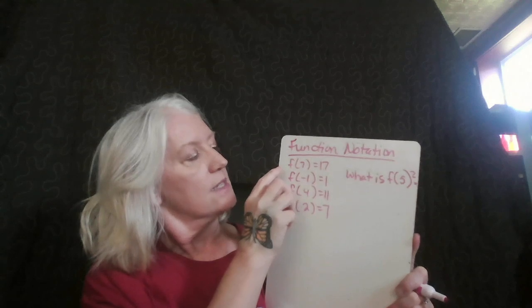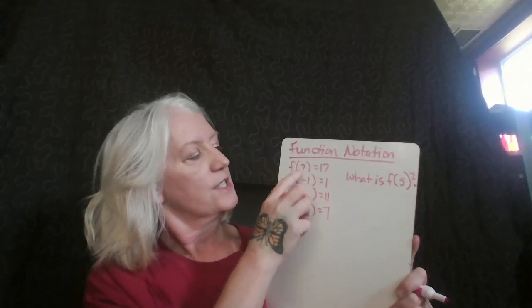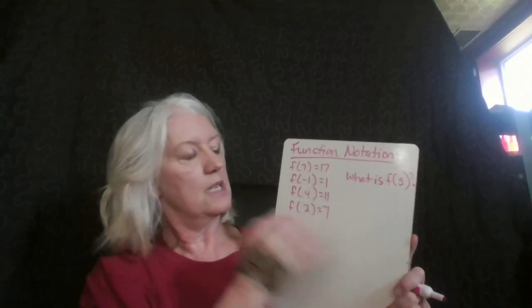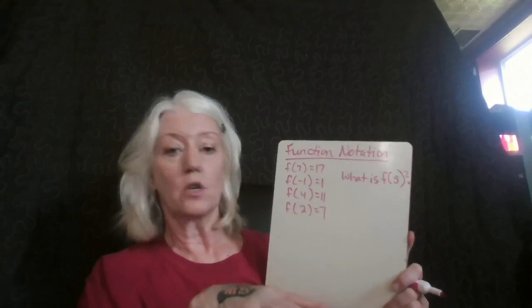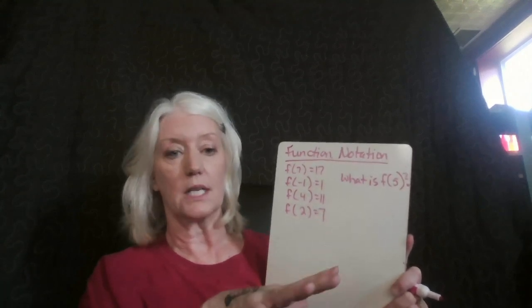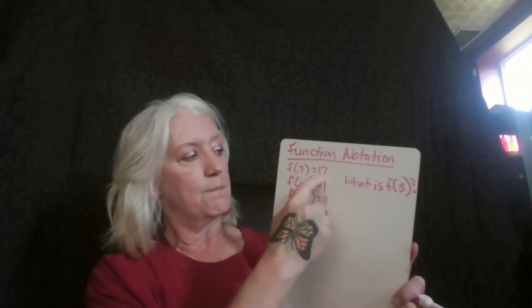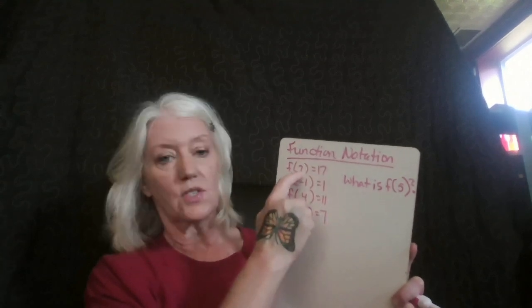And what this says is the function of 7 is 17. Okay, what does that mean? It means that I've got some sort of rule. We don't know if it's linear, we don't know if it's quadratic, we don't know what it is, but we have some sort of a rule that when I put 7 into it, I get back 17. So that means 7 is my input. Remember, my input is my x, and my x is my domain. And my 17 is my output. That's my y value. That's my range.